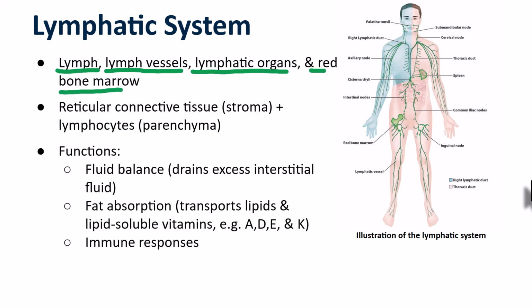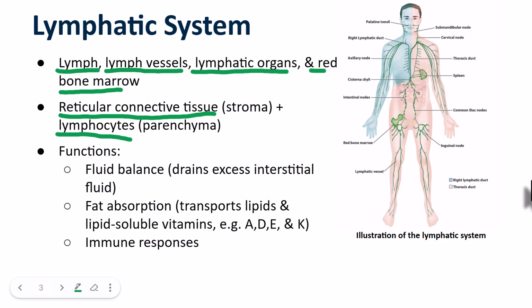In terms of the functional and the structural portions of the lymphatic system, the structural portion, or the stroma, is reticular connective tissue, whereas the functional portion of the system, or the parenchyma, are the lymphocytes.